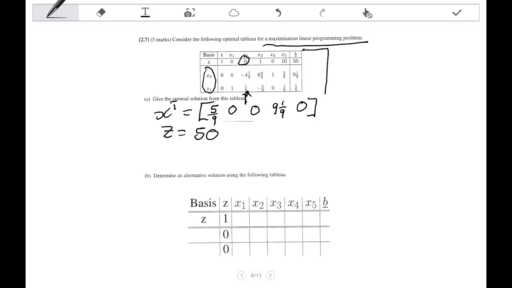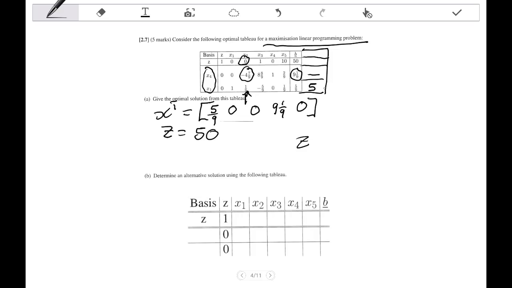To do the ratio calculation, let's extend our table. Since x2 is chosen to be on the basis because it causes no change on the z, that's an alternative solution. Then we take this 9 here and divide it by this, we get a negative, so just write a dash. We don't take a negative. Then take this 5/9 divided by 1/9. So 5/9 divided by 1/9, you will get 5.